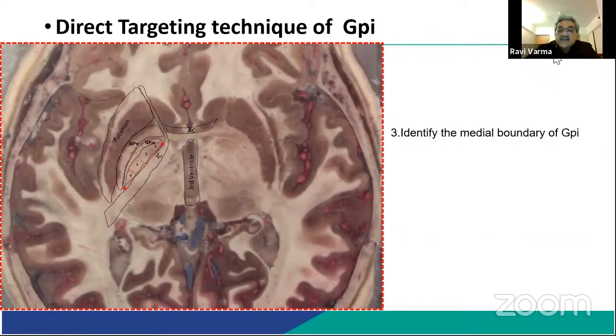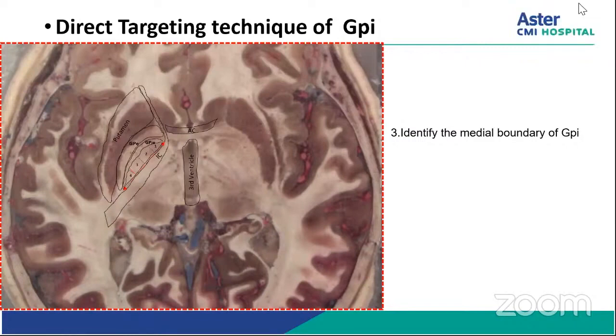Once you identify the medial border, you make a line there on the MRI, and then at the same plane, you have the ACPC line and you have the third ventricle, which is clearly seen there.